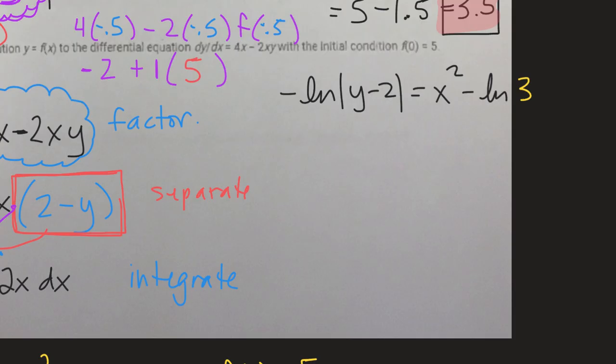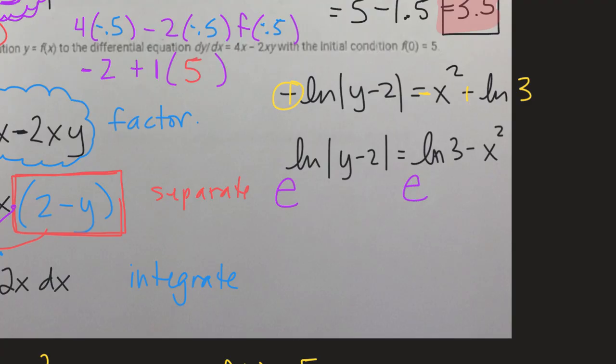Okay, how do we get rid of natural log? Well, let's get rid of the negative first. That would become a positive, and we'll just move everything over here and make all that negative. So natural log of y minus 2 equals natural log of 3 minus x squared. Now let's exponentiate, right? This is how we get rid of the natural log, is by exponentiating. Y minus 2 equals e to the natural log of 3 minus x squared.